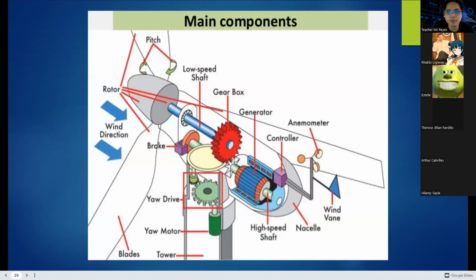Okay, this is now the component. As you can see, it has a blade. This is the blade. This is the rotor. The generator, the controller, which actually checks on the wind speed. Once the wind speed reaches about 89 kilometers per hour, the controller will stop the rotor. The brake is in here. This is the tower.